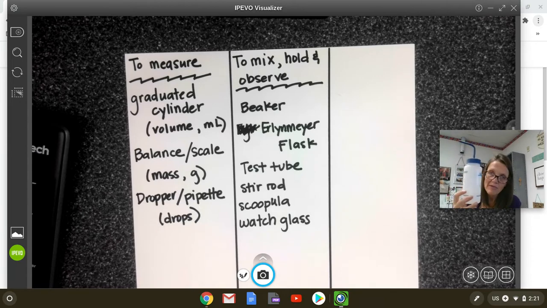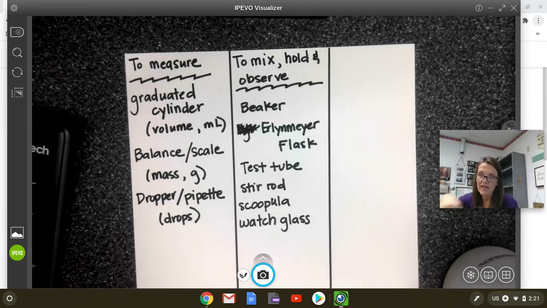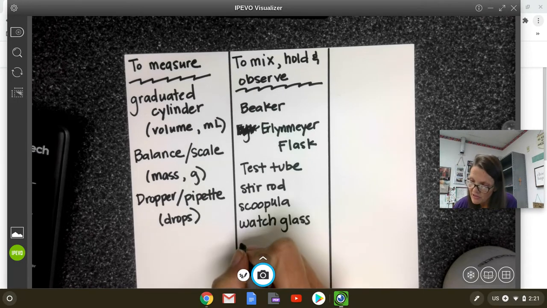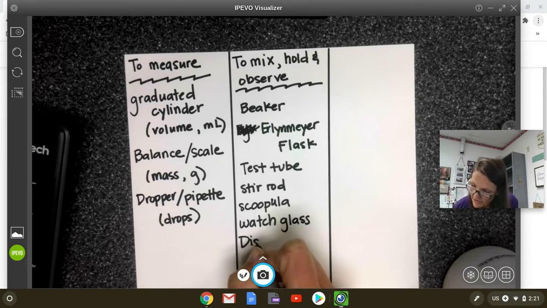I guess this might be involved in mixing. A lot of times, if you've got two chemicals and you're pouring them together, you can squirt some distilled water into your bottle or into your beaker and have the excess come out. So I'm going to put that underneath mixing. We're going to put distilled water bottle.